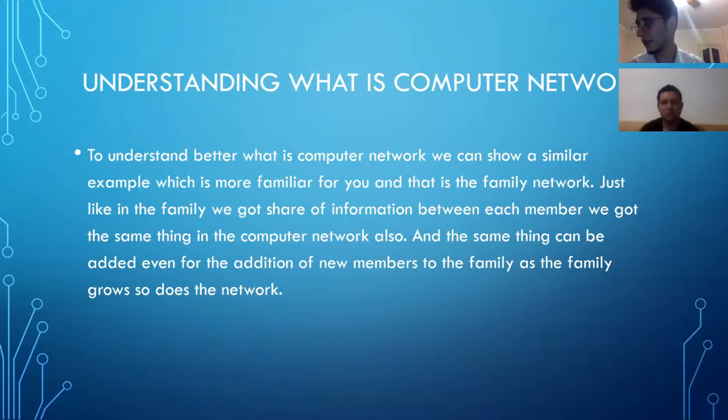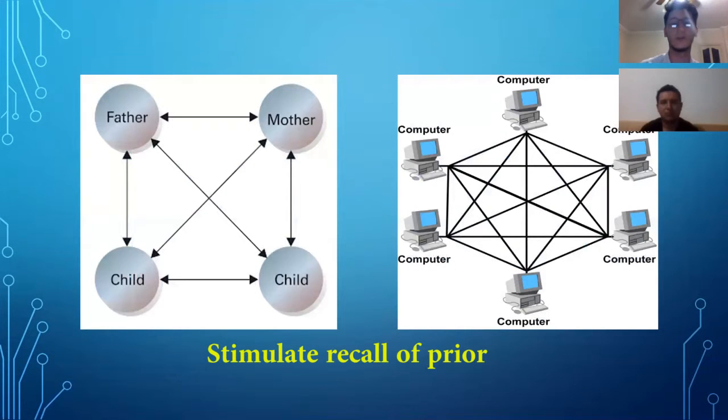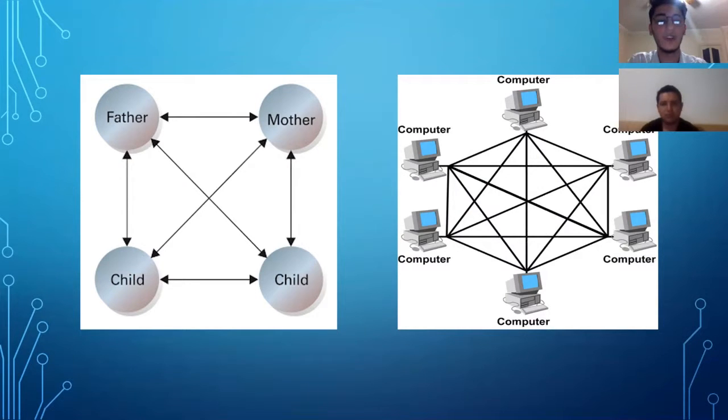To understand this even better, I would like to give an example that I think all of us know. Each of us is part of a family, and I'm going to show you the example of the family network. In these two diagrams, we have a family network and a computer network. In our family, we exchange information by talking, and this exchange of our knowledge is interconnected between each of the members.